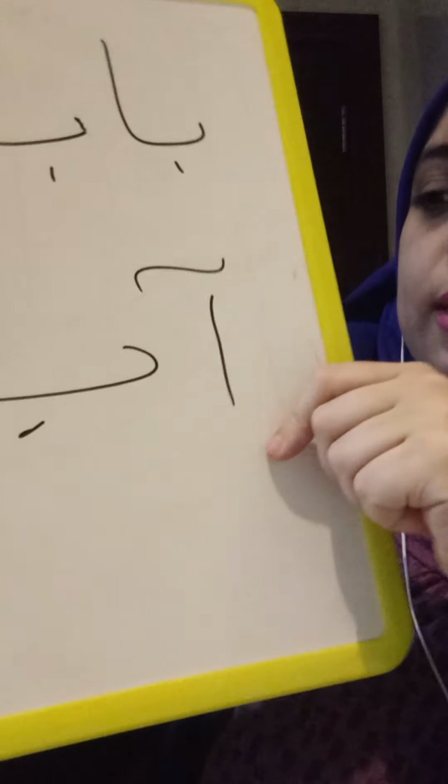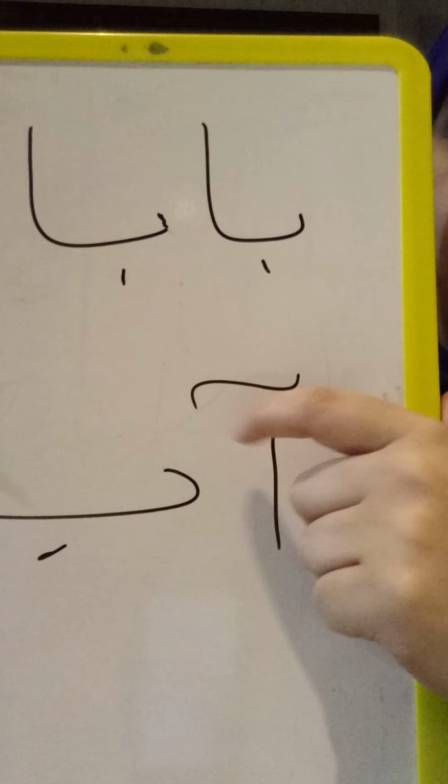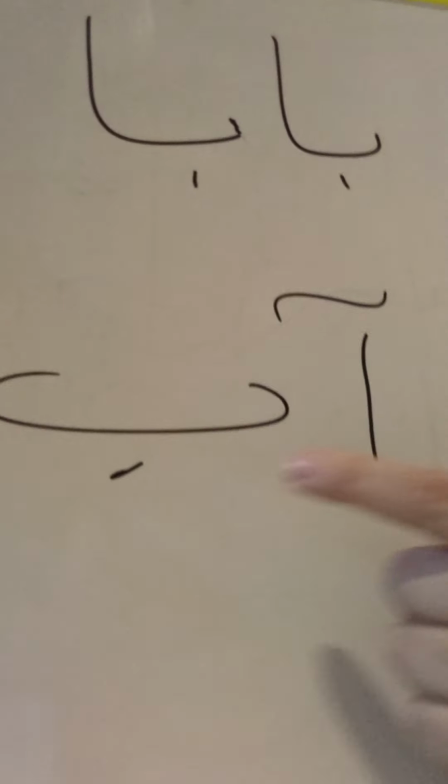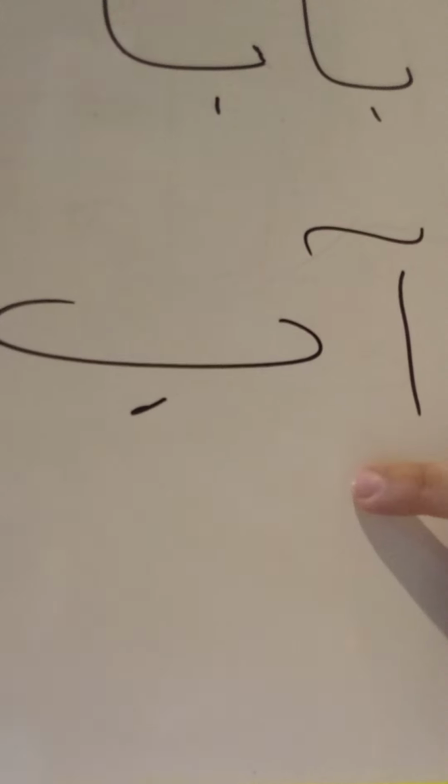Okay, this is one more word. I don't remember if I taught you this or not. But this is very easy if you remember. Alif with this hamzat al-mad. A. And this b. So together, ab.